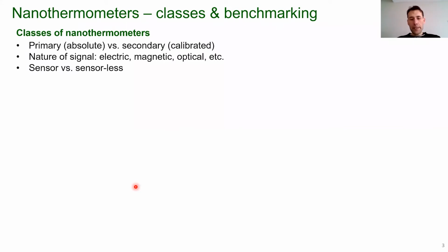Before giving you a detailed overview of the field, I just want to clarify a few concepts that set the framework for this talk. The first thing is the classes of nanothermometers. There are different types of nanothermometers: primary, secondary. The signal that you monitor to measure temperature can be of different nature. There are temperature sensors based on actual physical sensors that you need to locate next to the object you want to measure the temperature of, or there are sensorless sensors, for example, a pyrometer, right?